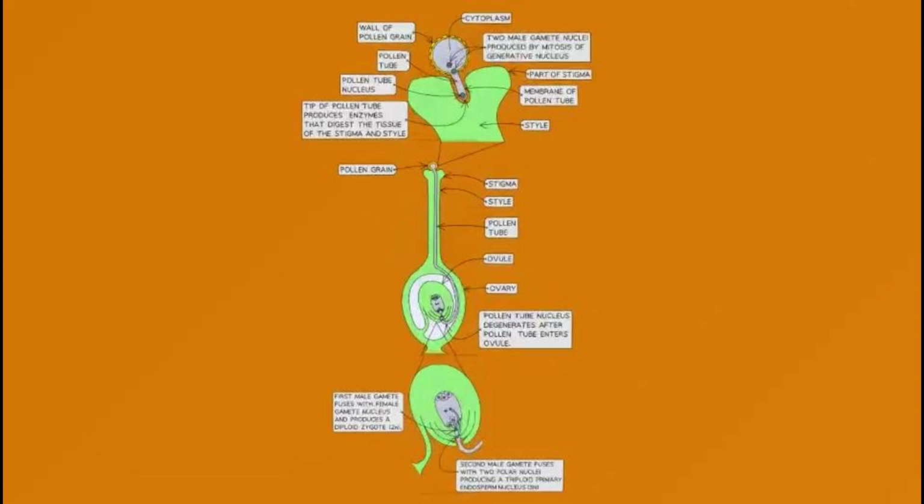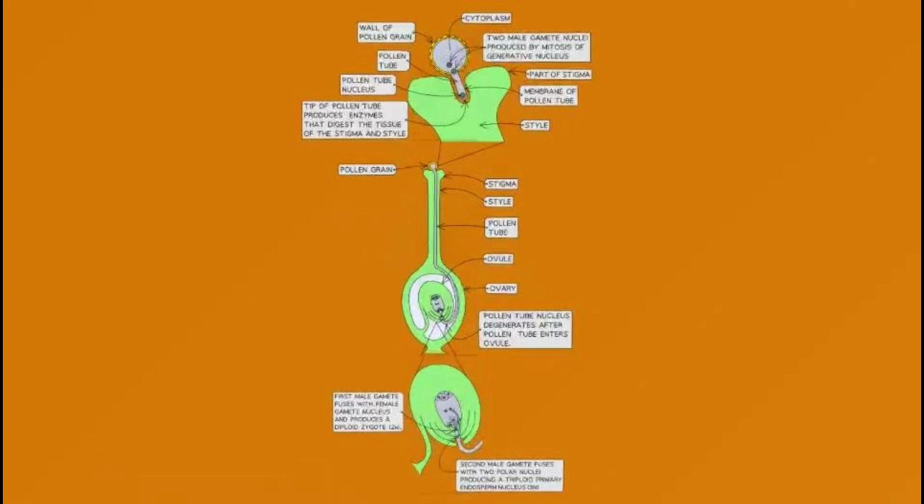So one of the male gametes, one of the 2 sperm cells that have just been produced, fuses with the female nucleus to form a diploid zygote, and the other male gamete fuses with 2 polar nuclei to form a triploid endosperm nucleus, which serves as a source of nutrients for the embryo itself.